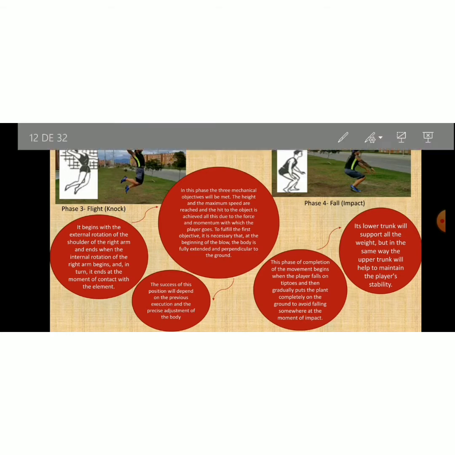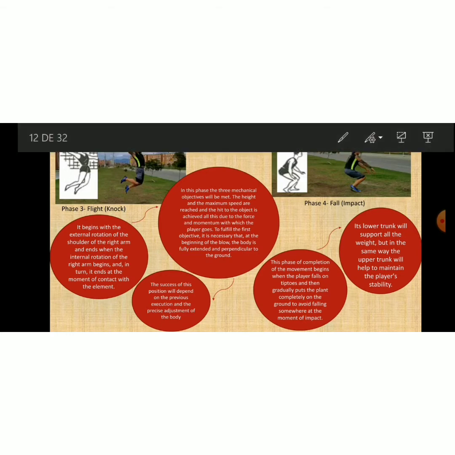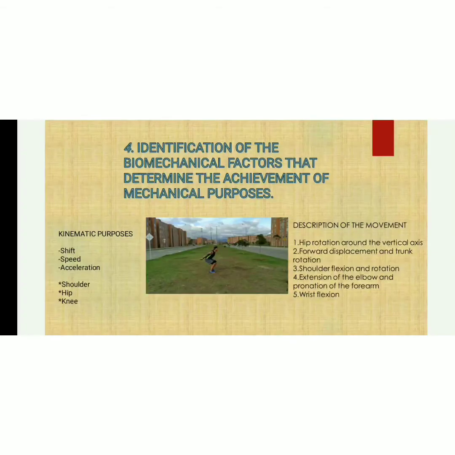Pace 4. Fall. It begins when the player lands on the ground at the moment of impact. The lower limbs support all the way, while the upper limbs help maintain the stability of the player. 4. Identification of the biomechanical factors that determine the achievement of the mechanical purpose.